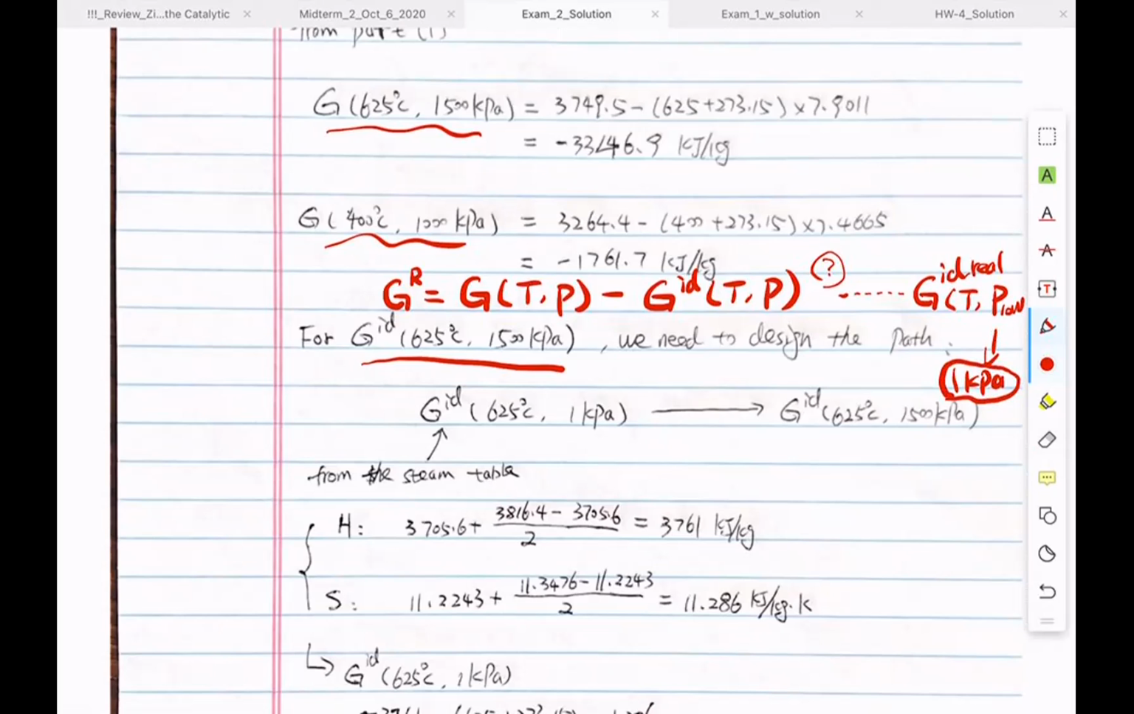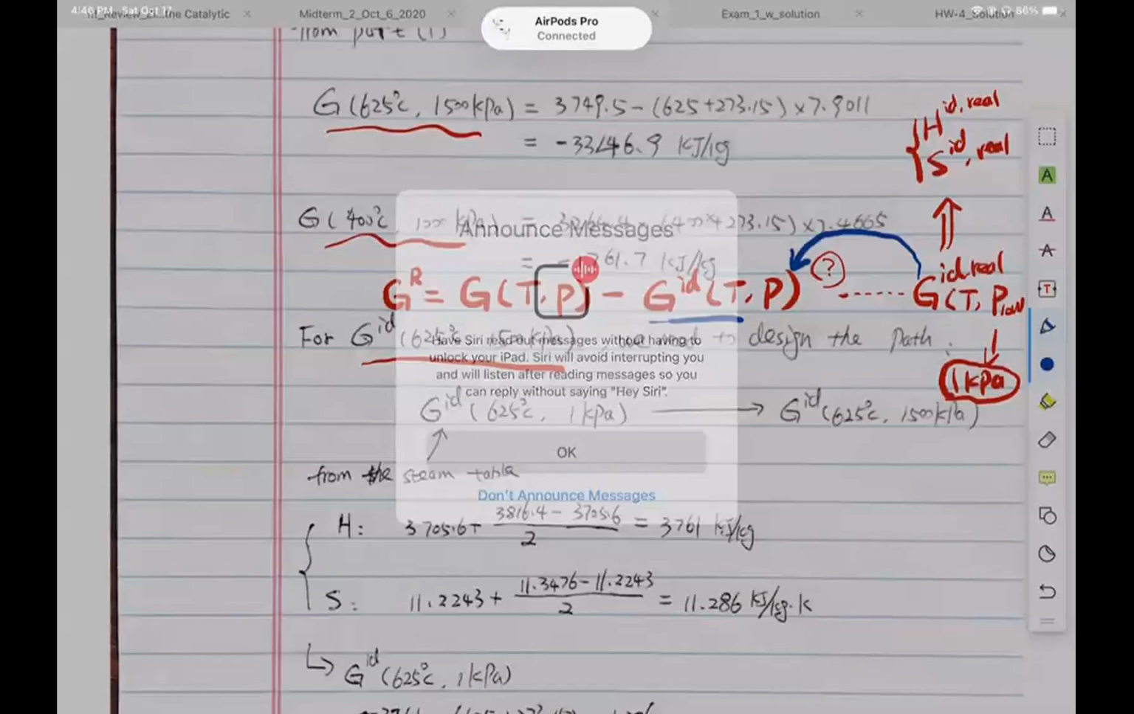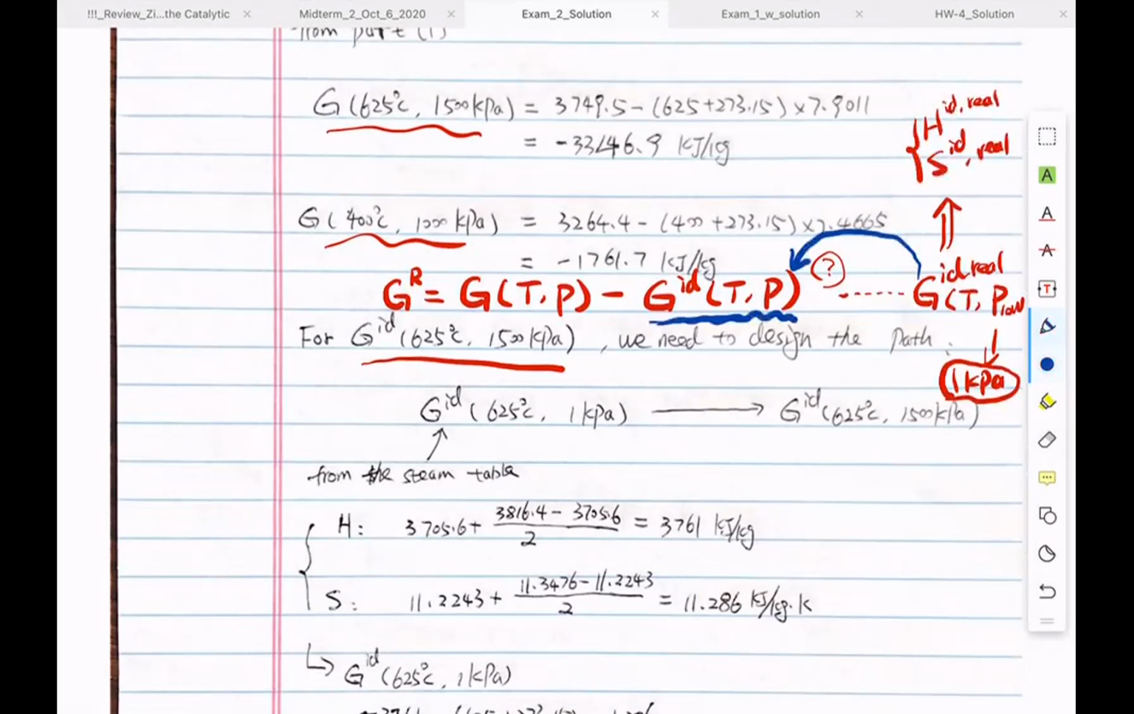So we are able to figure out the H ideal real at that condition, S ideal real at that condition, and then we calculate using the ideal gas behavior. We figure out, at this temperature and pressure, what would be the quantity for the imaginary ideal gas state. When you figure that out, then you have the value available to you. So the whole process is nothing special.